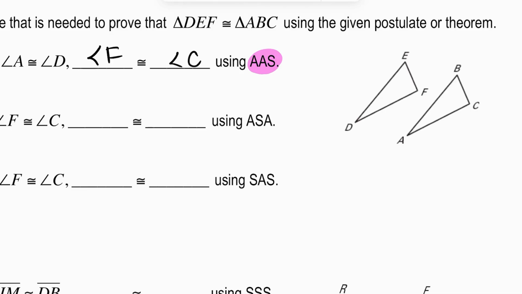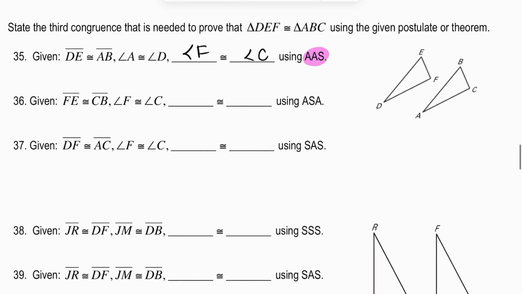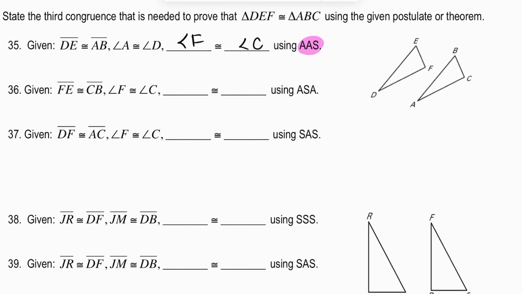All right, 36. We're given that FE is congruent to CB and that angle F is congruent to angle C. They want us to use angle side angle. So we are looking for another angle. In this case, it needs to be on the other side of our line to make it an included side. So we would have angle E and angle B.